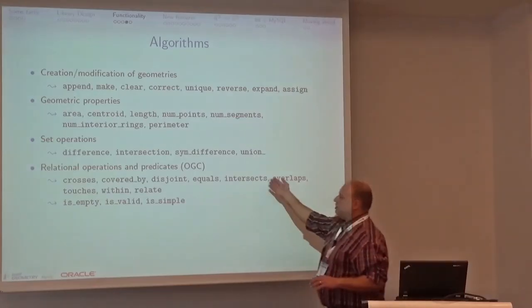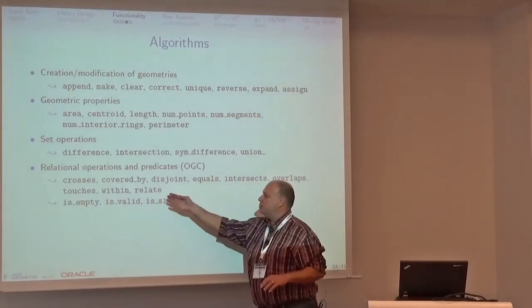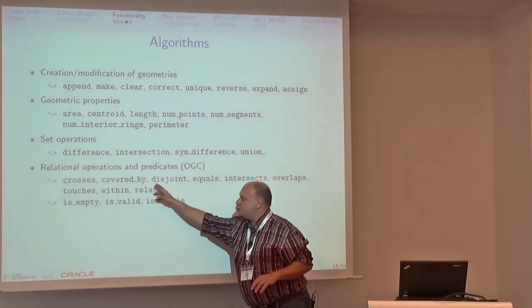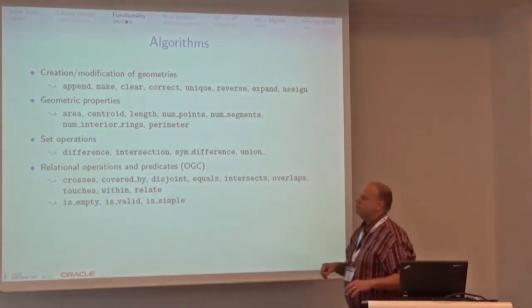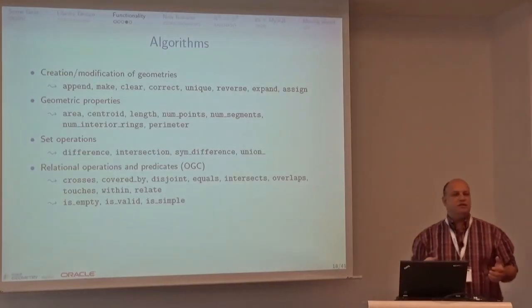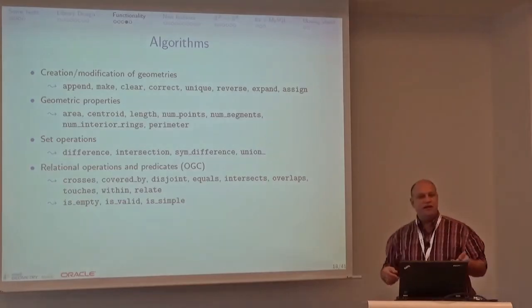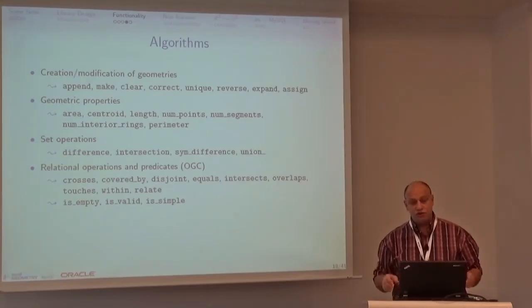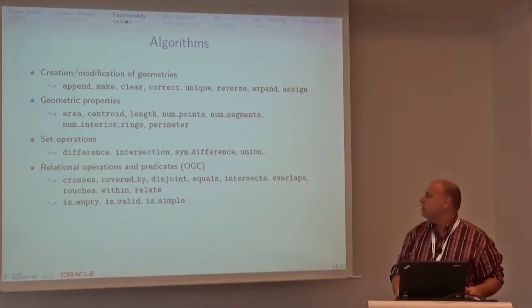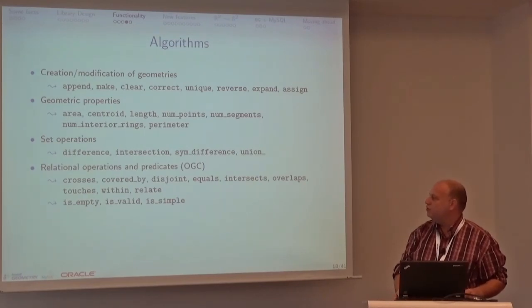I would say that intersects, equals, and disjoint are very obvious to you, but we also have things like crosses, touches, covered by, and there is also related, which I'm going to talk about in more detail in a few slides. Apart from those, we also have some predicate-like algorithms that tell you whether a geometry has no points, whether it's valid and simple. So validity and simplicity are also defined by the standard, and I'm going to slightly talk about it, or we can talk after the talk if you want.